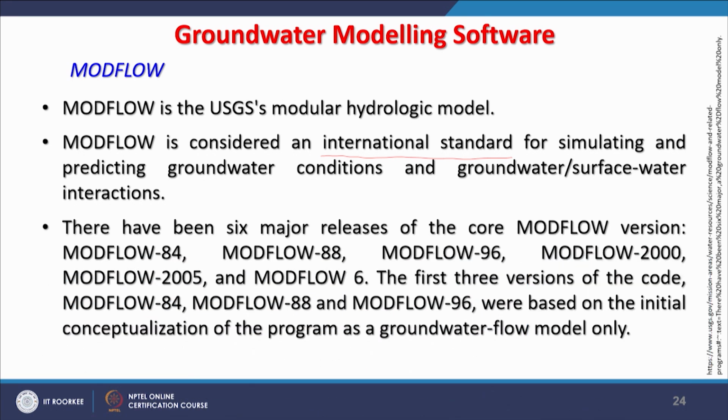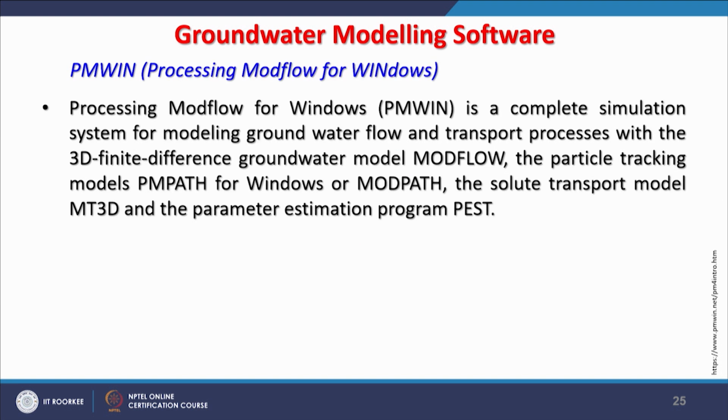So, there are various releases and versions of MODFLOW, starting in 1984, 88, 96, 2000, 2005, then MODFLOW 2006. The first three versions of the code, MODFLOW 84, 88 and 96, were based on the initial conceptualization of the program for groundwater flow only, but later on the other versions incorporated many other things.